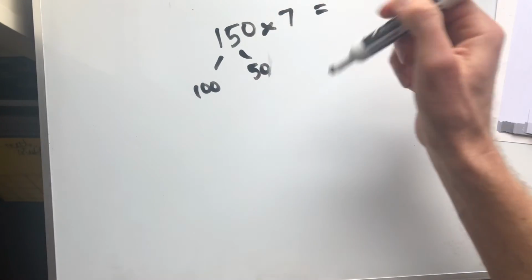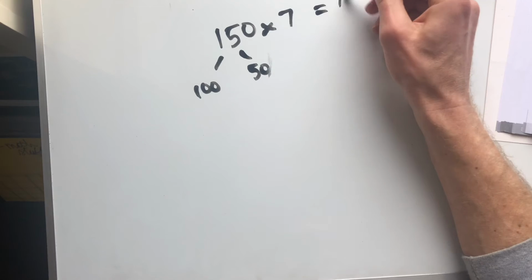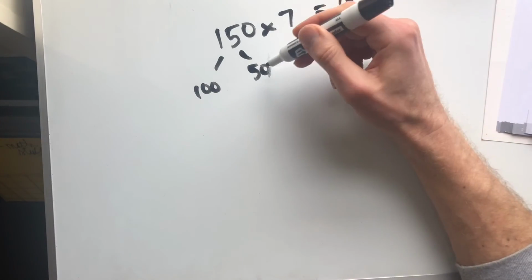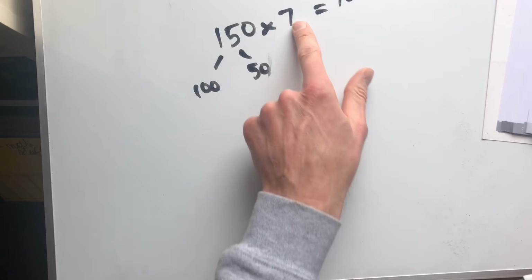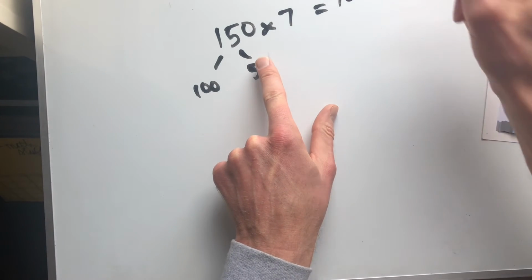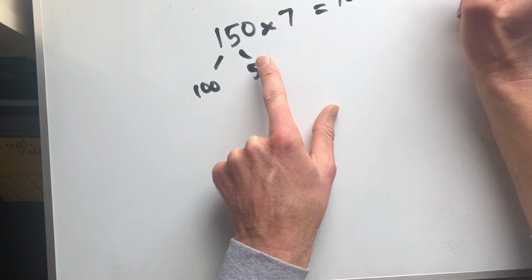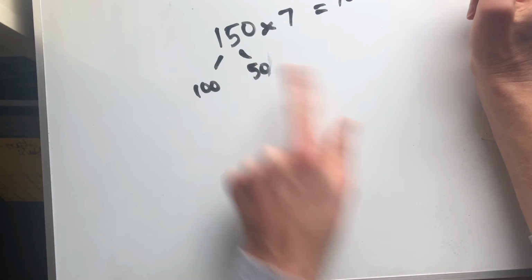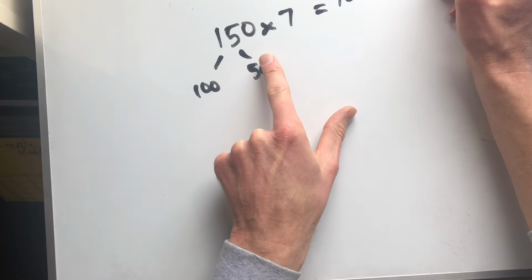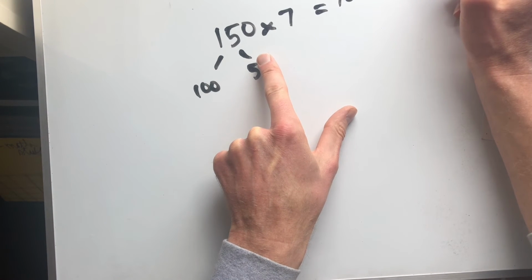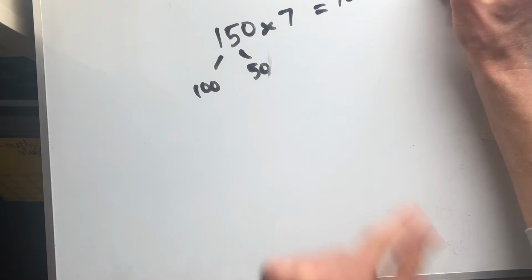Well, what's 7 times 100? Well, it's 700. And now let's add the 7 times 50. What's 7 times 50? Well, what's 7 times 5? 35. And now how many zeros did I cover up? 1. Because we're talking about 5 tens. So we're 35, not 35 ones, but 35 tens.